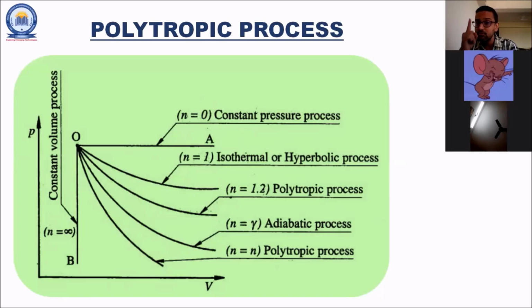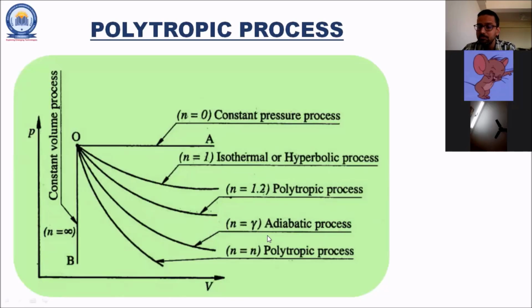Substituting n is equal to 1, we are getting the answer PV is equal to constant, so that represents the Boyle's law. And Boyle's law we have already understood, it can be applied to the constant temperature process, that is the n is equal to 1 isothermal process or the hyperbolic process. And if we are substituting n is equal to gamma, then we will be getting the answer PV raised to gamma is equal to constant. So that represents the adiabatic process. So that is shown in the figure.